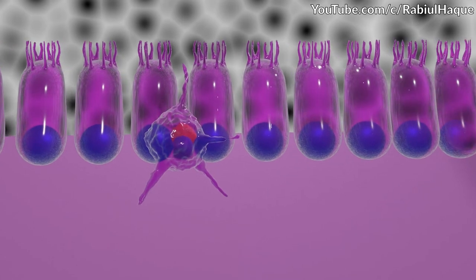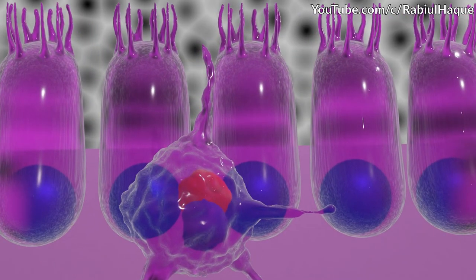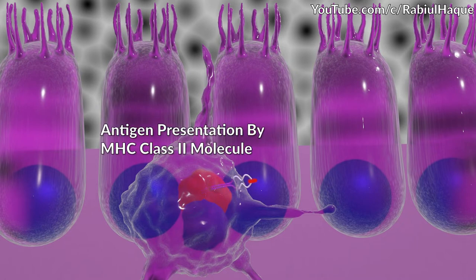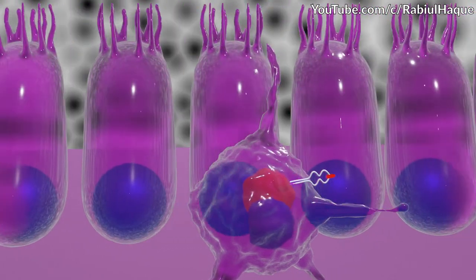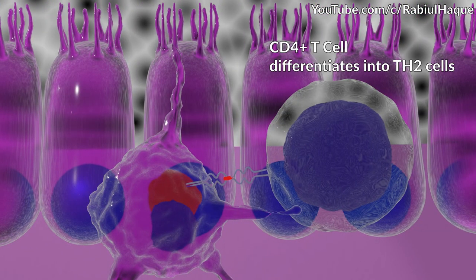As we can see, this particular antigen presenting cell, called dendritic cell, after taking the antigen, will process the antigen and then it will present the antigen with the help of MHC class II molecule on its surface. The dendritic cell will take this antigen to present it to the naive T cell or CD4 positive T cell. Only some of the environmental antigens will evoke strong T helper 2 response and serve as allergens.